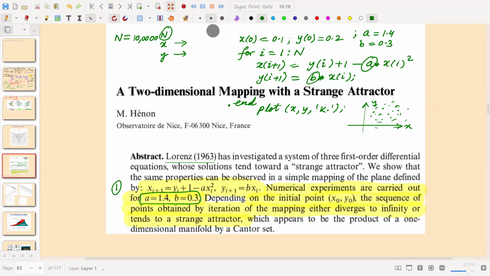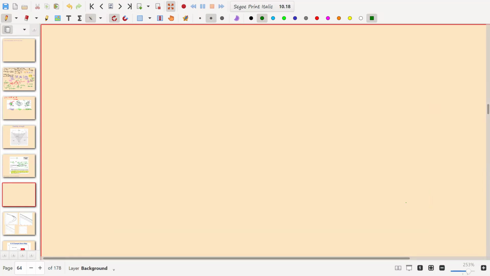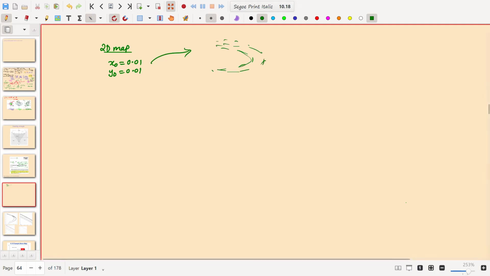So what we saw after you did the simulation is that when you iterated the 2D map, you started with some initial conditions, say x naught is 0.01, y naught is 0.01, and then you found that yes, it landed on some Henon attractor. But with some other initial condition, like someone said 0.1, 0.5, it went to infinity.